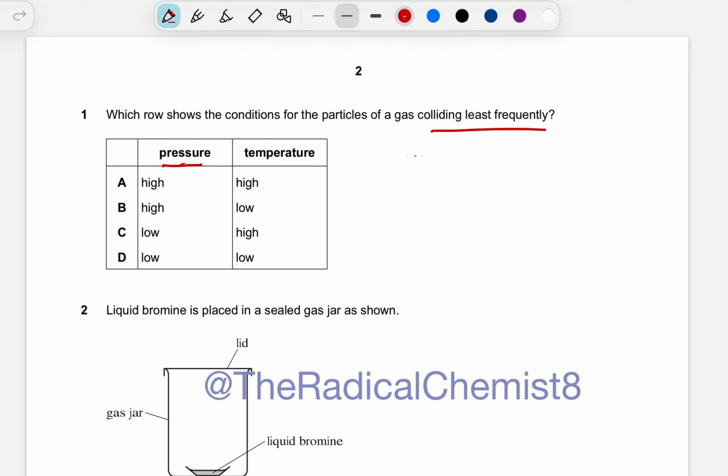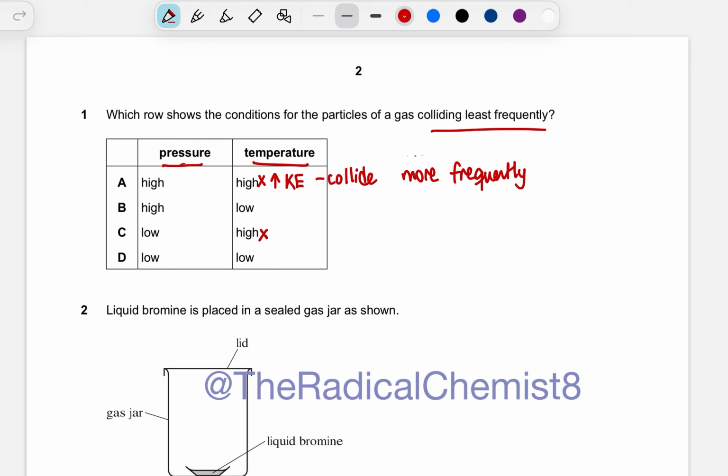First of all, we've got two conditions, temperature and pressure. You have to remember that if you have a higher temperature, your particles are going to have more kinetic energy. So high temperature means more kinetic energy in the particles, and if they've got more kinetic energy, they're going to move faster, and therefore they're going to collide more frequently. So any answer involving high temperature is incorrect.